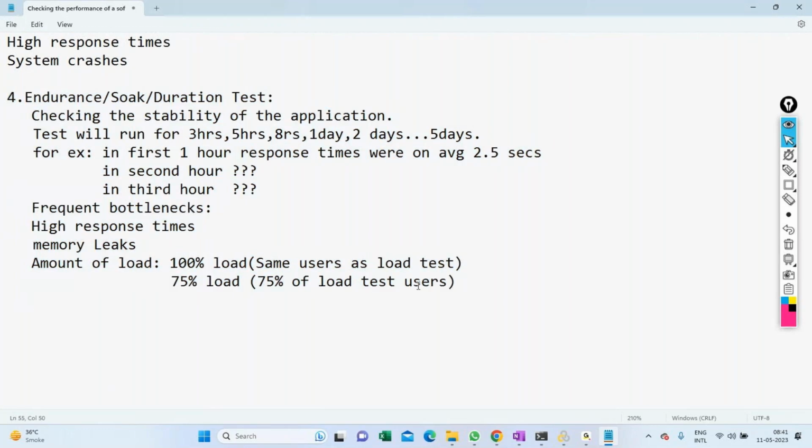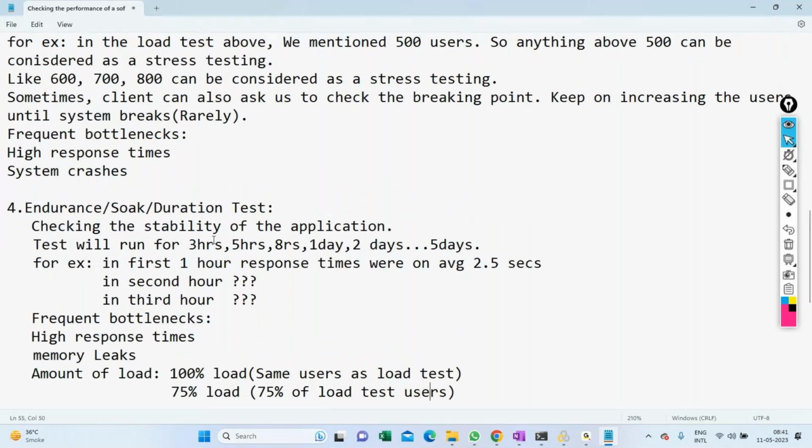Yes, we run for a longer duration. But a quick question: what is the difference between the amount of load and the users of the load test? I thought it would be the same. Yes, same. So if it is like 500 users, it will be the same as the load test users. Yes, same.